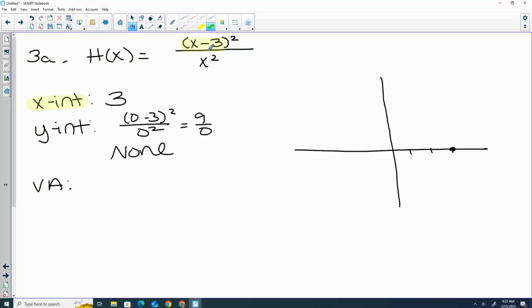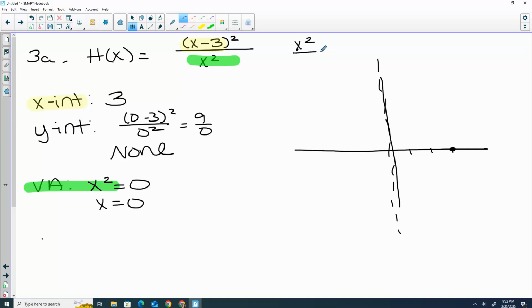Vertical asymptote is from the denominator. What makes x squared equal 0? 0. So the vertical line is 0. Make sure you are plotting everything you find. Horizontal or oblique. If we divide our highest powers of x, x squared divided by x squared is 1. So it's y equals 1. Okay, and then I told you, you might need to plug in some points to see what's going on.